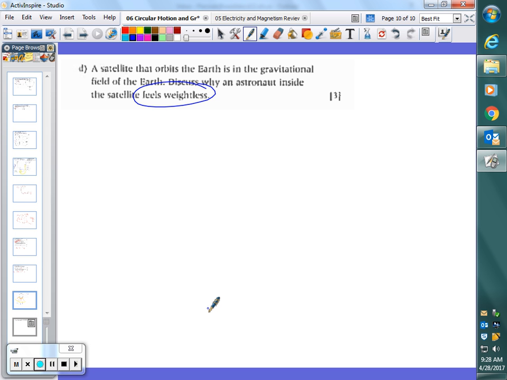So it's really not the lack of gravity that makes you feel weightless. It's the lack of normal force. So that's 3 points. It's got 3 marks. So I would say probably in this, for 3 points, here would be my guess. One, I would say that there's still gravity.